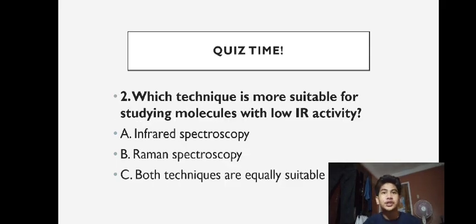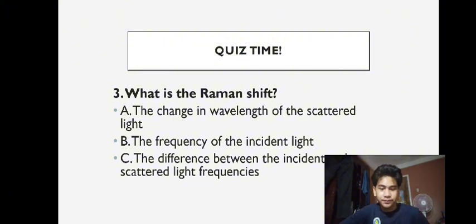Number 2. Which technique is more suitable for studying molecules with low infrared activity? You can easily answer that question. Number 3. What do you mean by Raman shift? A. The change in wavelength of scattered light. B. The frequency of incident light. Letter C. The difference between the incident and scattered light frequencies.